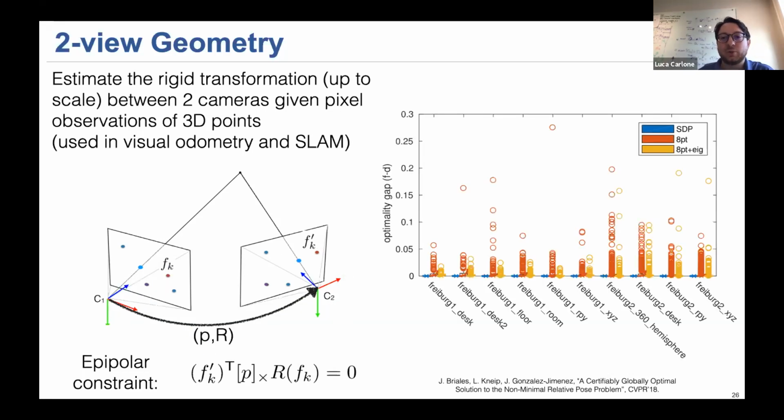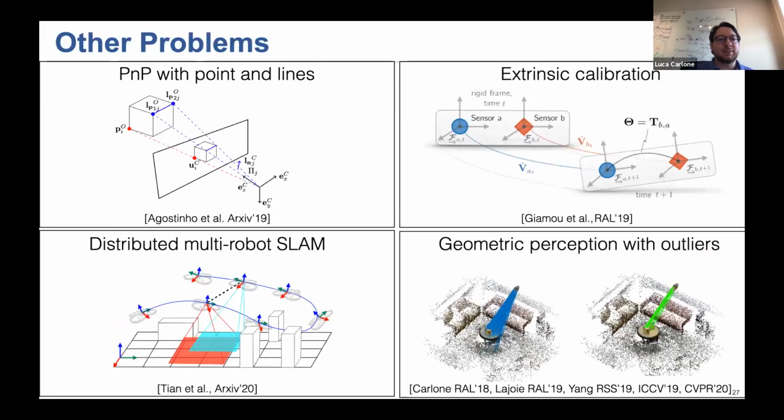And Briales again showed that it's possible to get a tight SDP relaxation where the optimality gap is 0, which in other words means strong duality holds. These are just two examples, but the truth is that in the last, I would say, 2 to 3 years, we've seen many examples of cases in which you have geometric perception, in particular geometric perception without outliers, and we can just relax these to typical SDP relaxations, and we have strong duality.